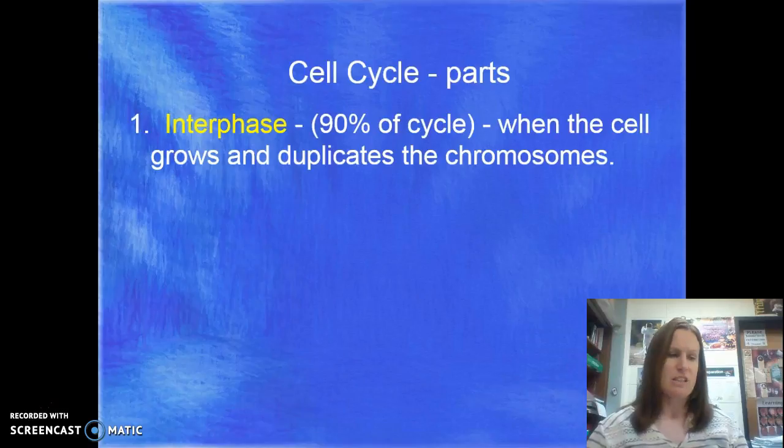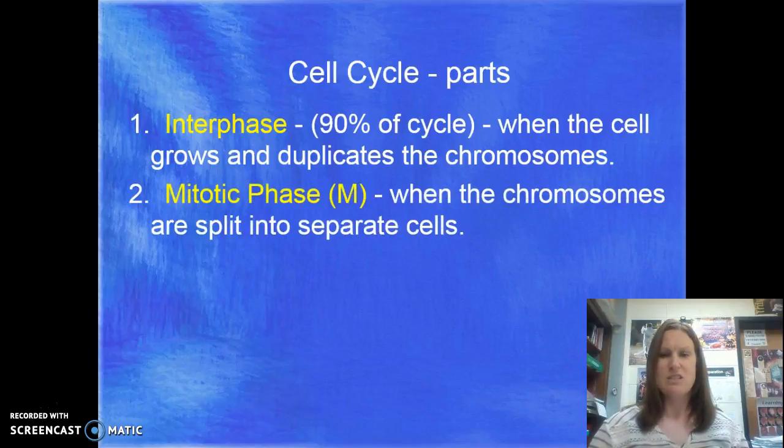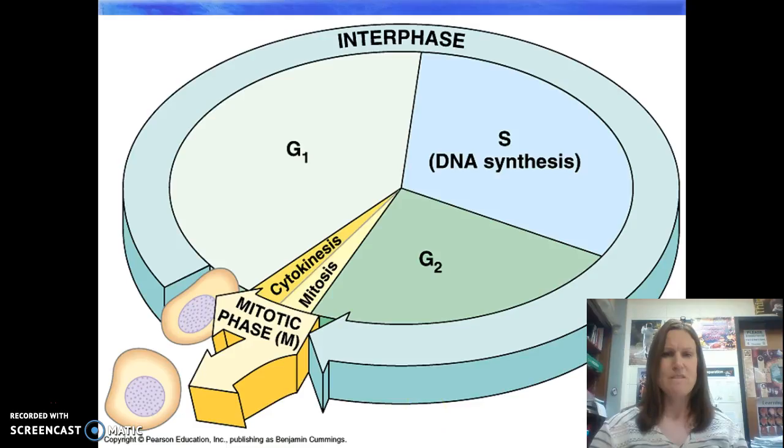So let's start taking a look at the cell cycle. Parts of the cell cycle. The first part is what we refer to as interphase. 90% of the cycle occurs in interphase. This is when the cell grows and duplicates chromosomes. The other 10%-ish, maybe not even that, is the mitotic phase, when the chromosomes are split into separate cells. Studies have shown that if we were doing a cell cycle in 24 hours, the mitotic phase right here would take about an hour. That's it.